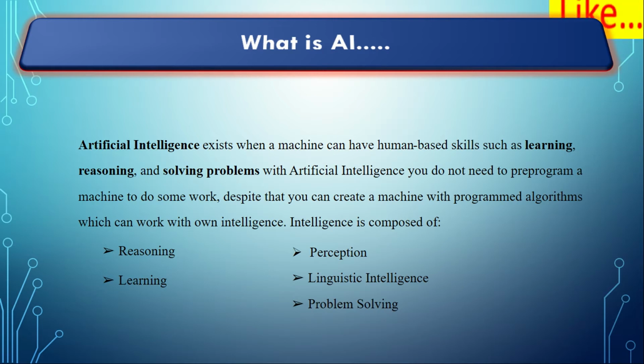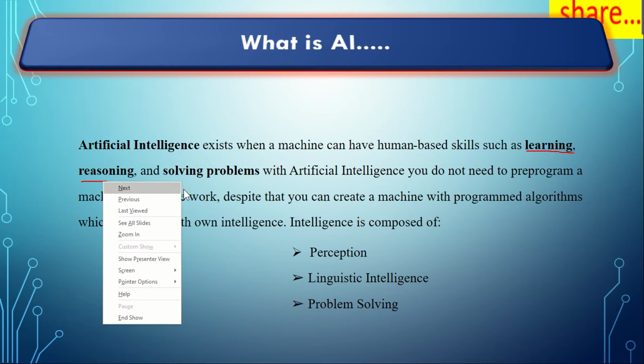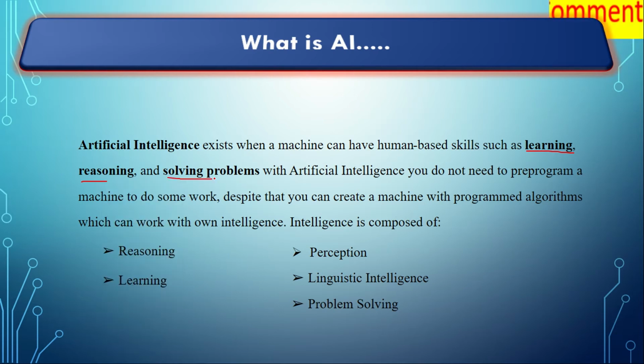What is artificial intelligence? It exists when a machine can have human-based skills such as learning, reasoning, and solving problems. Learning, reasoning, solving problems. Two ideas here. Okay? Good. The solving problem, what about? And the learning, reasoning, what about?